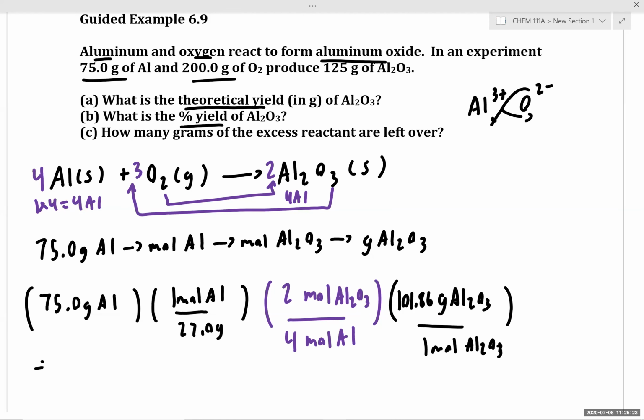So we have 75 over 27 times 1/2 times 101.86. And that in turn gives us 141.47 grams of aluminum oxide.